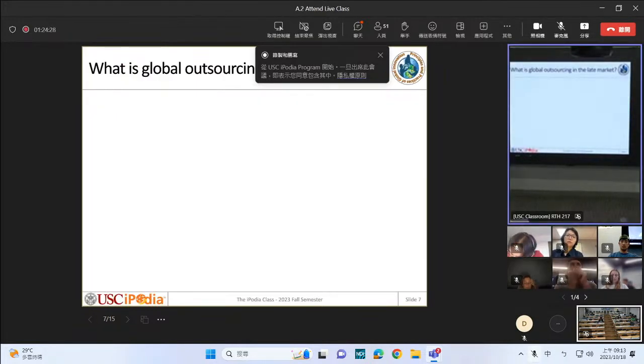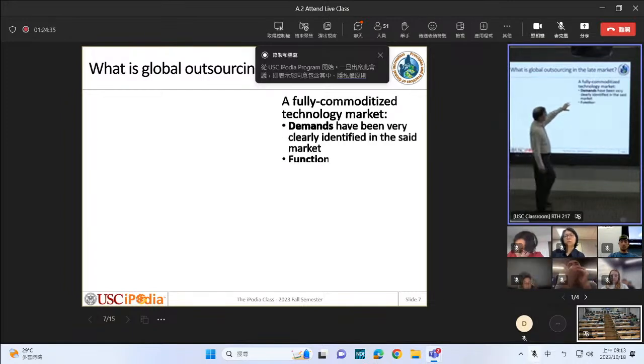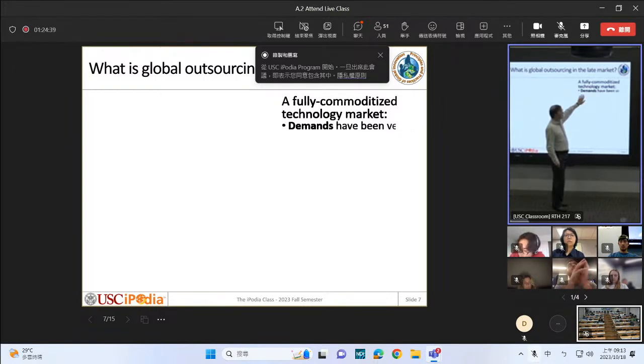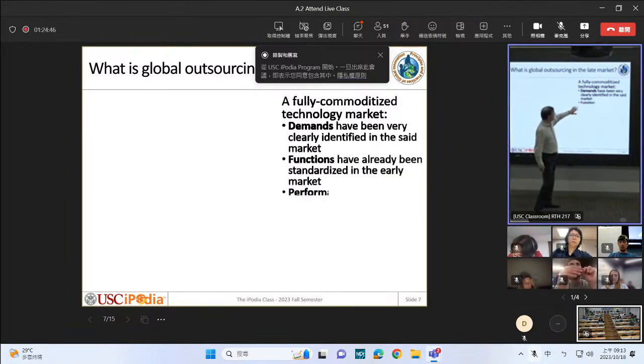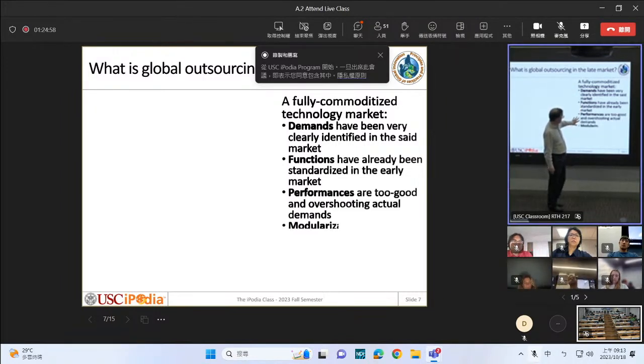Okay, when you do global outsourcing, it is already in the labor market, okay? So when you have that labor market, basically the demand is already very clear. In other words, you will not do global outsourcing if you're not even sure about the demand. The function is already being standardized, right? Because you already passed the market chases. The performance often is too good already.